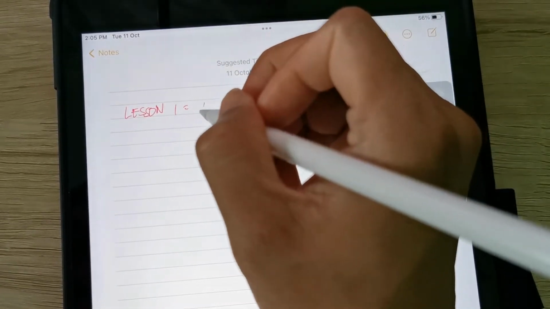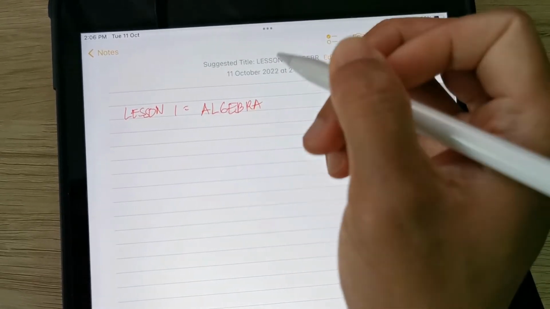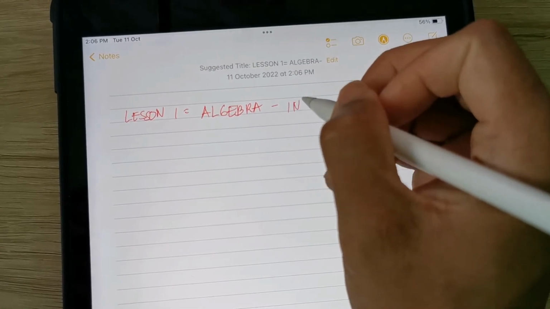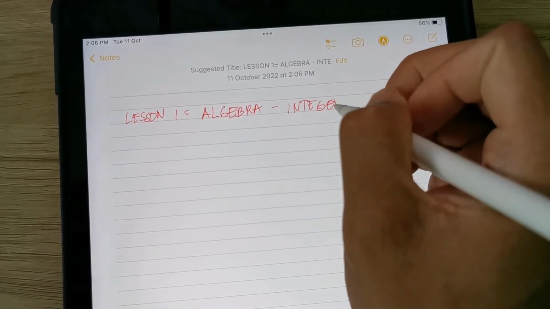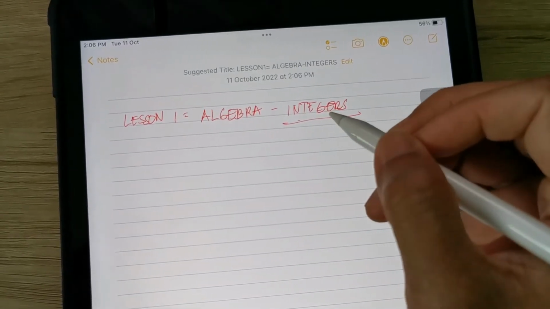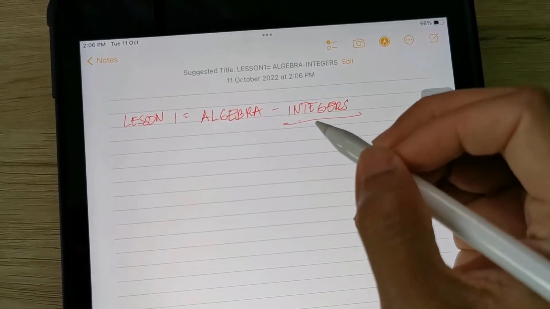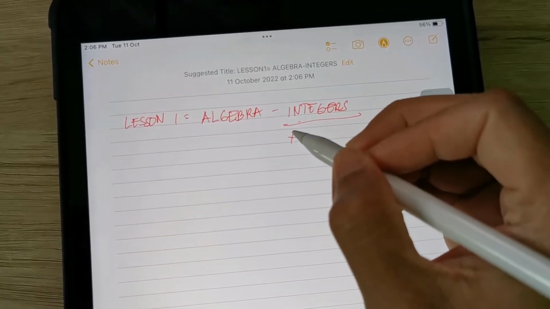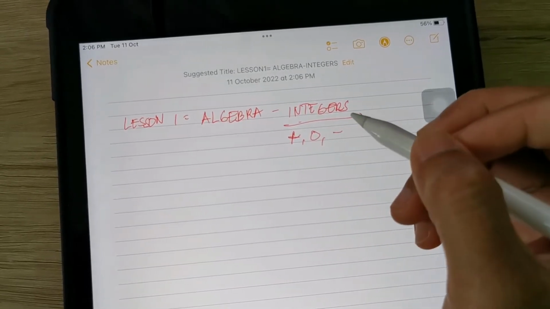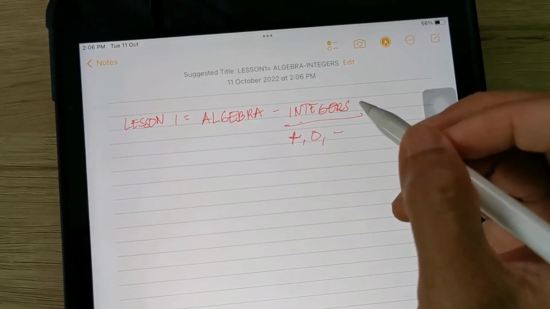For our lesson 1, we are going to have algebra, and specifically integers. So integers, by definition, are all positive whole numbers, zero, and also including negative whole numbers. Okay, so yun ang integers.